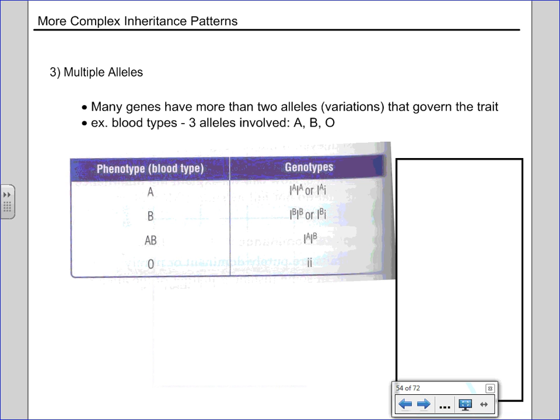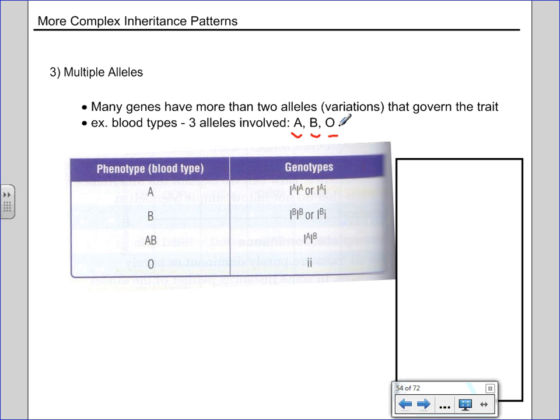Some genes actually have multiple alleles, so they have more than 2 possible alleles for the given gene. Blood type is a prime example of this. Remember when we learned about blood types, we have type A, type B, type AB, and type O. So there are 3 alleles involved. There's A, there's B, and then there's O. O is a recessive, okay?